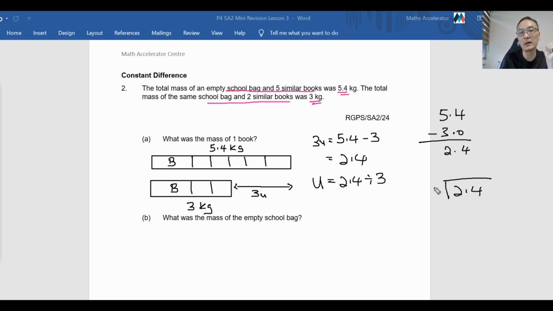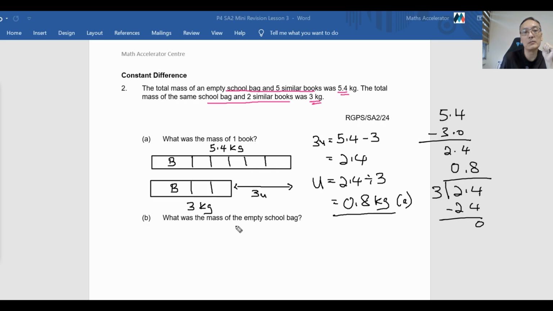2.4 divided by 3. 2 is smaller than 3. We put a 0 first. 24 is 8 times 3. So 8 times 3 is 24, minus gives us 0, right? So here we know that this is 0.8 kg. Okay, and 1 unit happens to be the mass of 1 book. So we arrive at our first answer for part A.